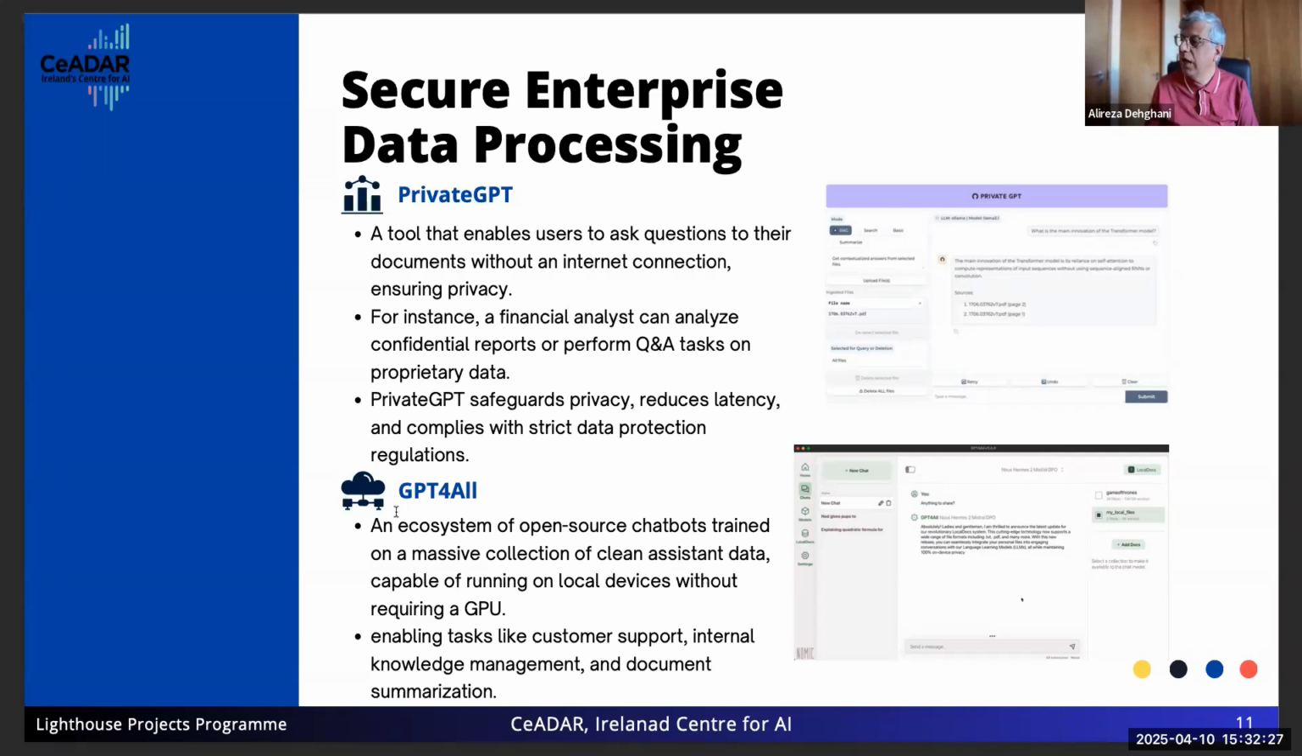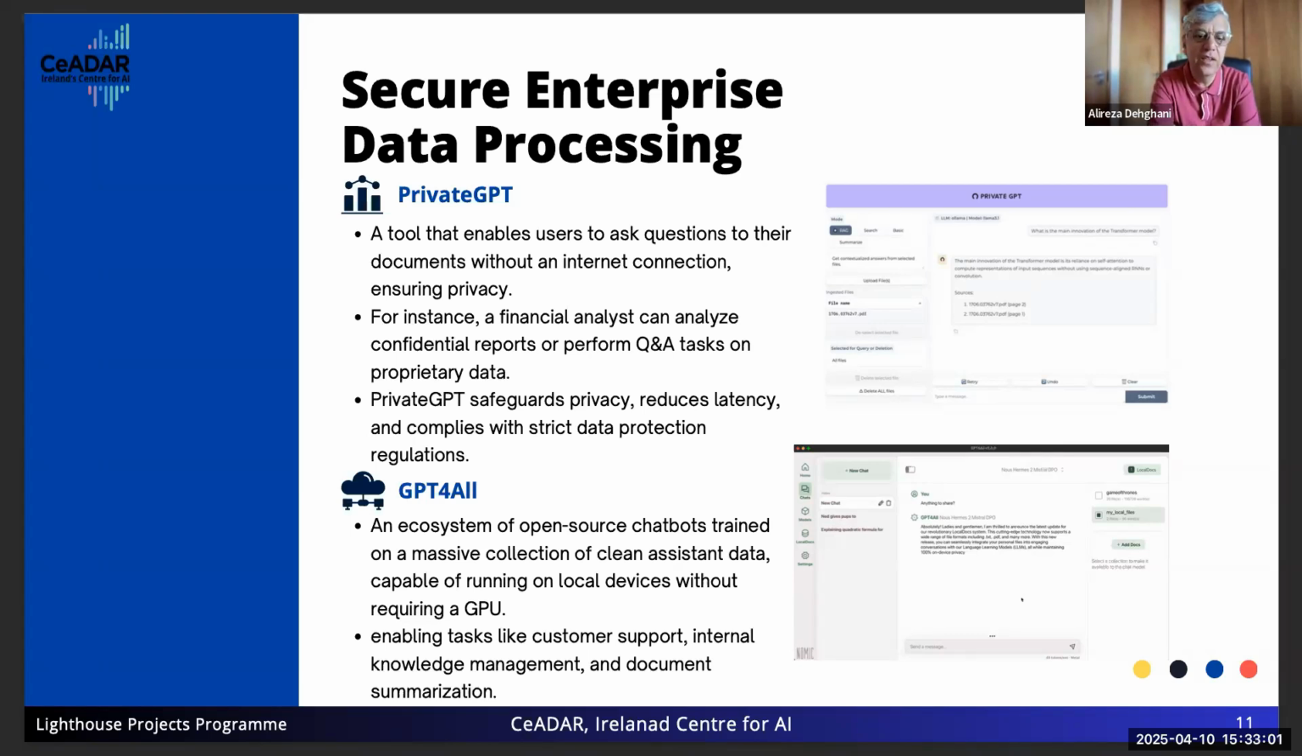GPT4All, an ecosystem of open source chatbots trained on a massive collection of clean assistant data, capable of running on local devices without running a GPU, right? So that's very interesting and it can help you a lot. Imagine you want to develop something really quickly, like a customer support agent. You can use GPT4All. It will let you develop such a system quickly on your laptop and respond to customer emails.